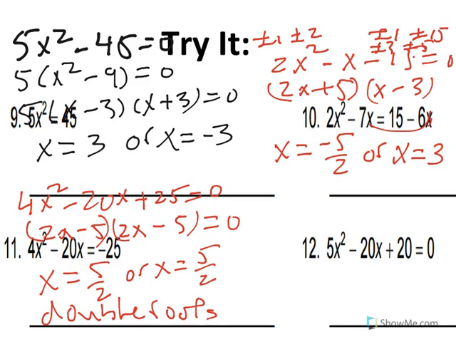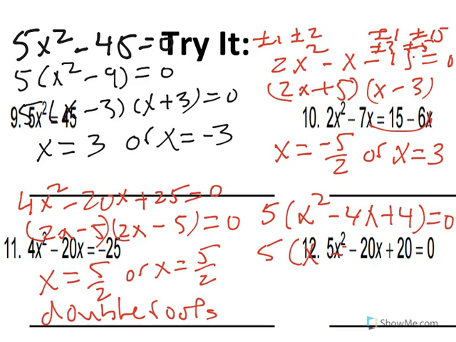Okay, let's try number 12. We see that 5, 20, and 20 have a common factor of 5, so we can factor out a 5. This gives us x squared minus 4x plus 4 all equal to 0. Then we can factor this: x minus 2 times x minus 2 equal to 0. So x equals positive 2 and x equals positive 2. This is also a double root.